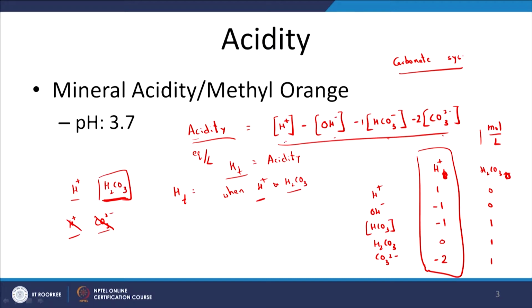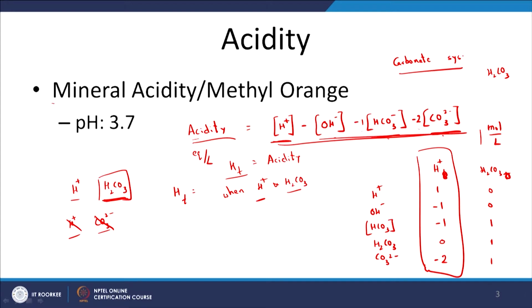So again, what are we measuring here? We are only measuring the strong acids, which will be in the form of H plus, and obviously we need to subtract the other bases, which in this case we are only assuming HCO3 minus and CO3 2 minus. And why do we take the coefficient of 1 and 2 here? Because CO3 2 minus can neutralize 2 protons before moving on to its protonated state, which is H2CO3, and HCO3 minus can take 1 proton. So we have the relevant coefficients here.